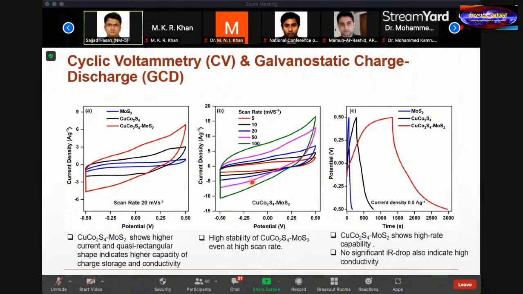This figure shows the CV curve of the nanocomposite at different scan rates. Interestingly, no significant change occurs in the shape of the CV curve with the increase of scan rate. The GCD curves of the MoS2, copper-cobalt sulfide, and nanocomposite are shown in this figure. The GCD curve of the nanocomposite indicates an excellent cyclic charging and discharging capability, and no significant IR drop indicates a high conductivity.